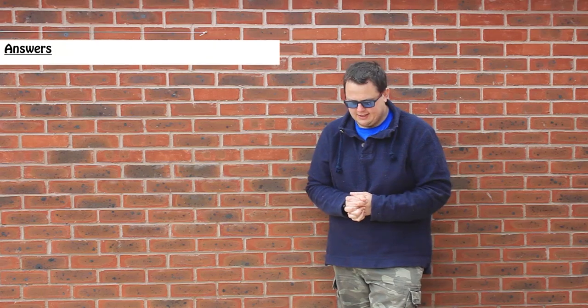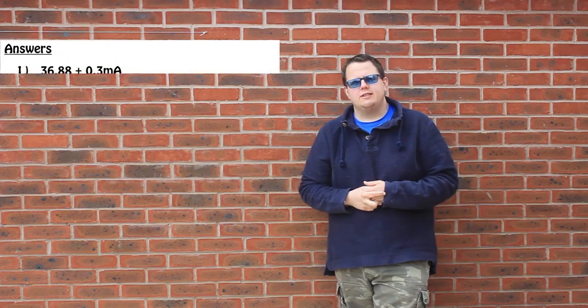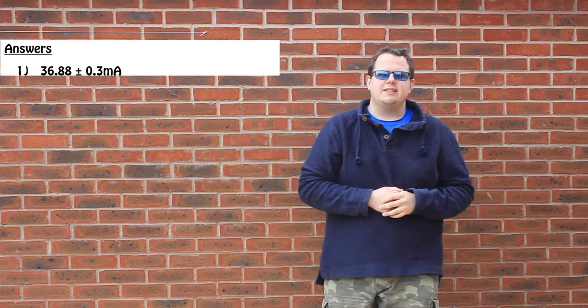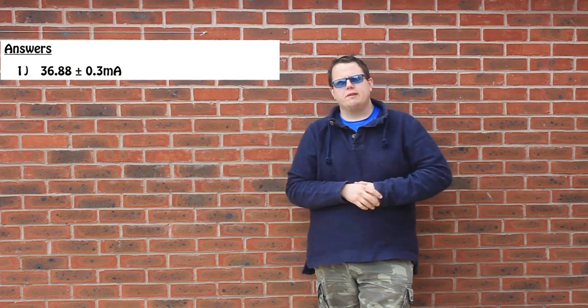Okay, the answers then. So if you've not done these yet, don't play on from here. So the first question, this is using a series of measurements. So you add them up, divide by 4. There are no clear outliers here, so we need to use all 4. Divide by 4 to get your mean, and then remember half the range will be the uncertainty. So the answer is 36.88 plus or minus 0.3 milliamps.